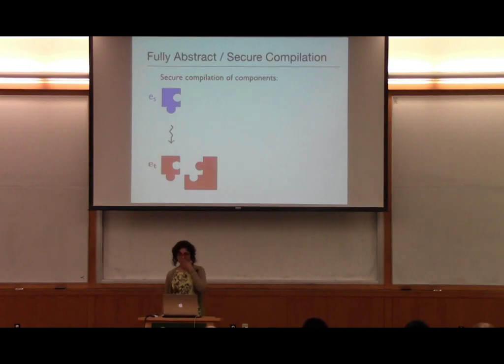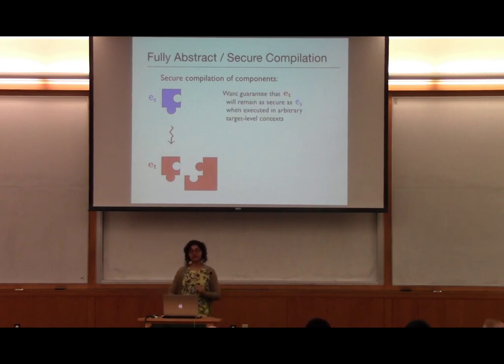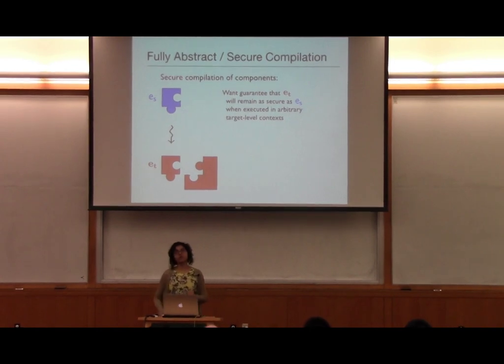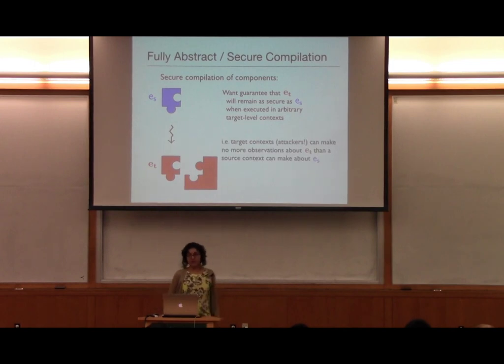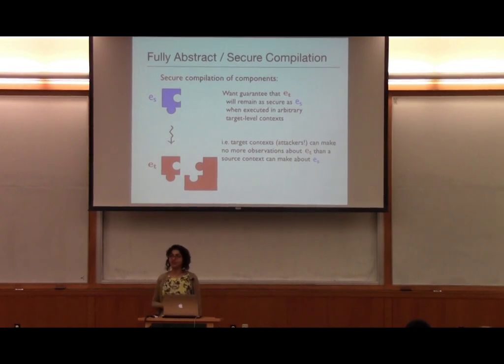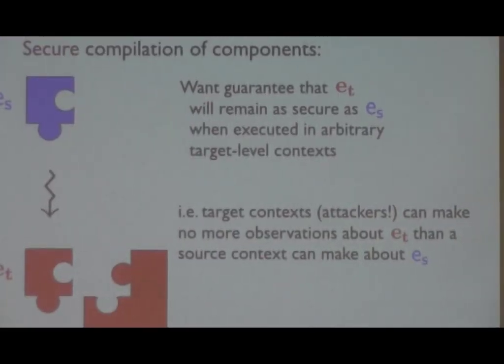All right. What does fully abstract or secure compilation do then? It says that when we compile a source component ES to a target component ET and then link with something, we want the guarantee that the compiled target component will remain as secure as the source component was, even when it's linked with arbitrary target-level attackers. Okay? Which means they can't make any more observations, have any more behavior than what some source context could. Okay, so it all comes down to expressible behavior.